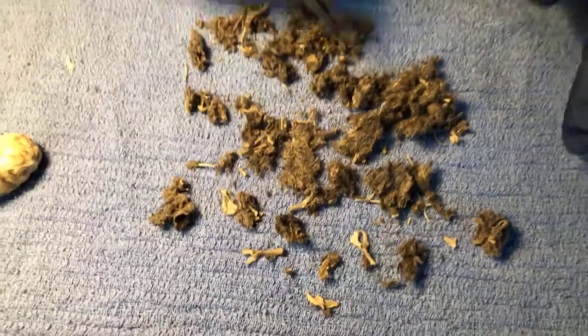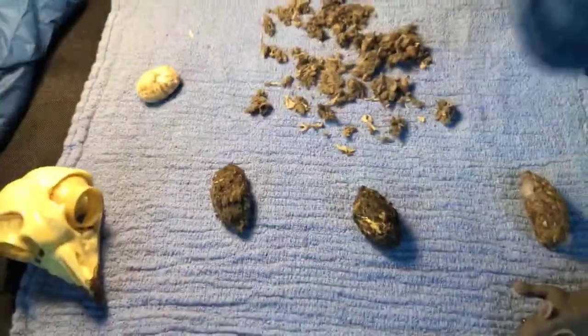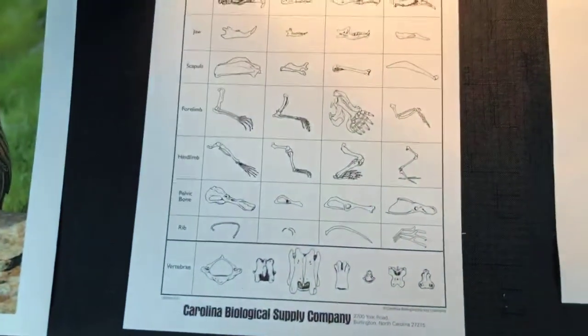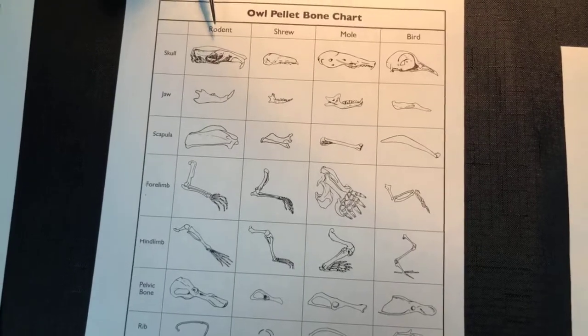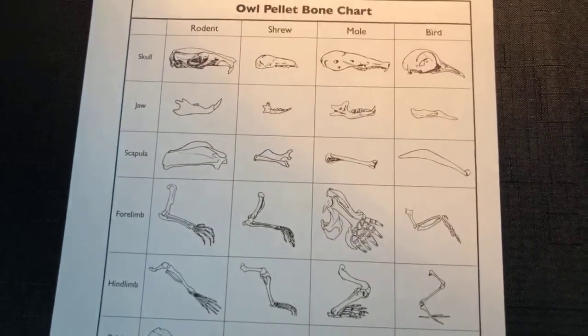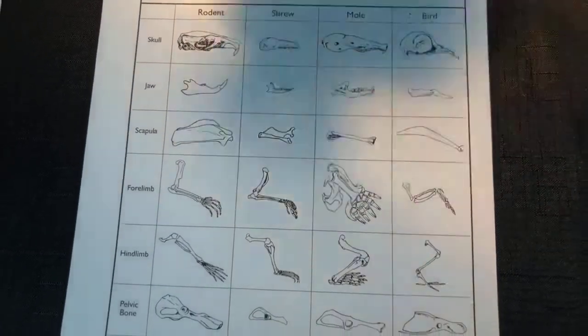So you can see all these different bones that are in here. And then, of course, when you do this, you can always get a pellet chart. Oh, yeah, those are fun. So play pellet bingo. Pellet bingo, right? So rodent, shrew, mole, bird. And this is a great horned, so they can have all that.